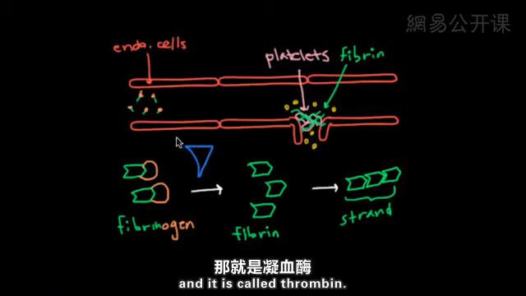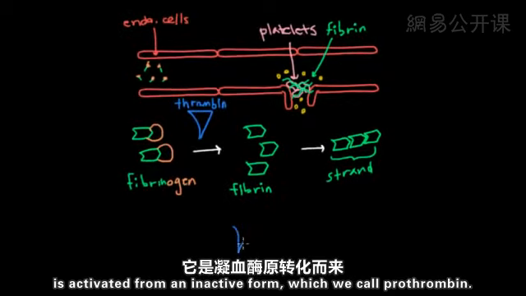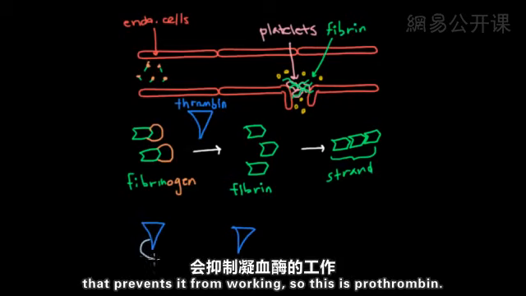And it is called thrombin. And thrombin, just like fibrinogen, is activated from an inactive form, which we call prothrombin. And the prothrombin has a little piece on the end that prevents it from working. So this is prothrombin.